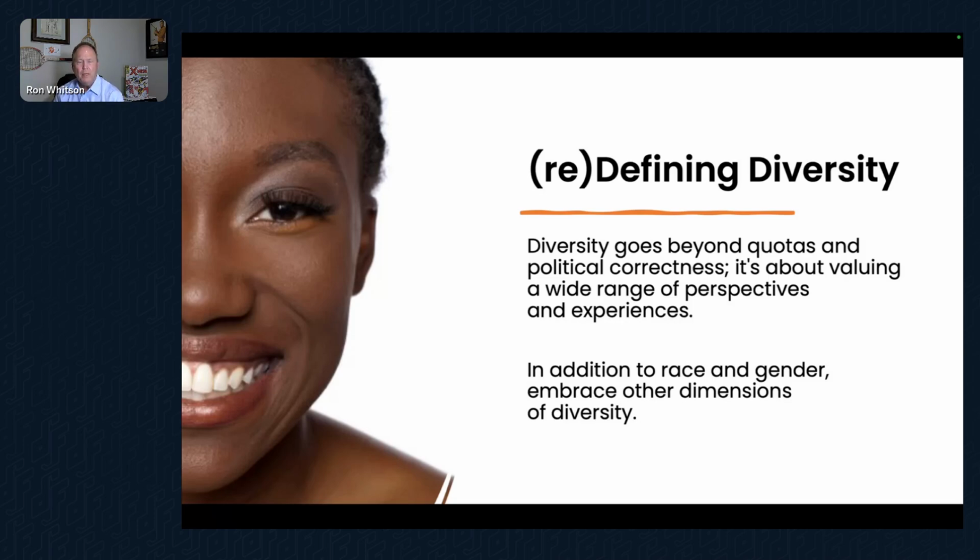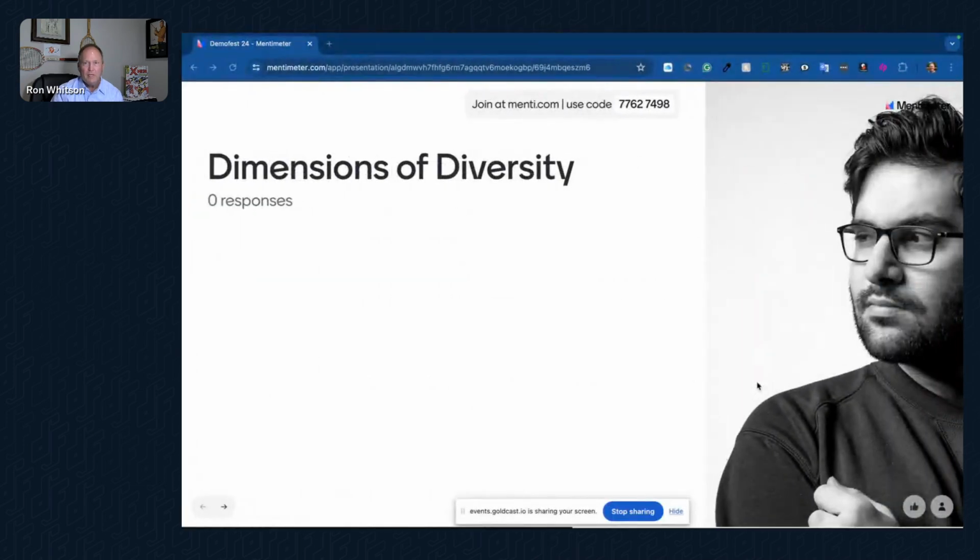And the way I would like to do that is, if all my tech is working, we've got a little Menti action going on. I know several presenters have been using this over the course of DemoFest. It's a great tool. If you've not used it before, you can join on your phone or on a browser at menti.com, and plug in that code at the top of the screen. My question to you is simply, what are some of these additional dimensions of diversity that we should consider besides some of the obvious ones like race and gender?